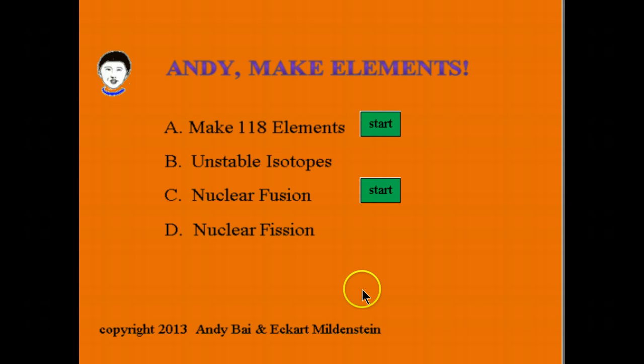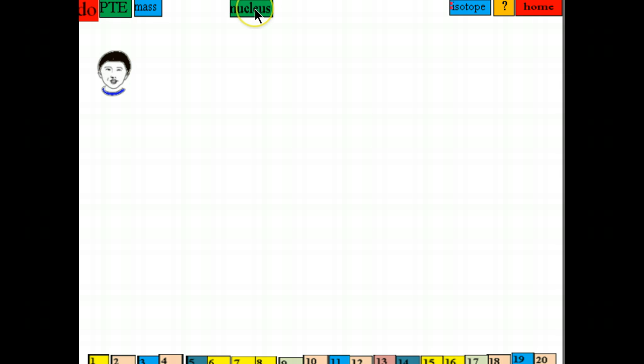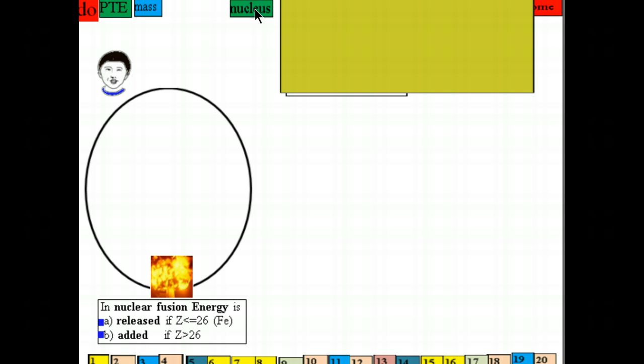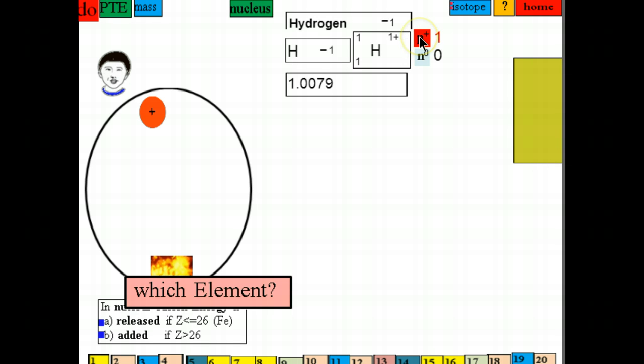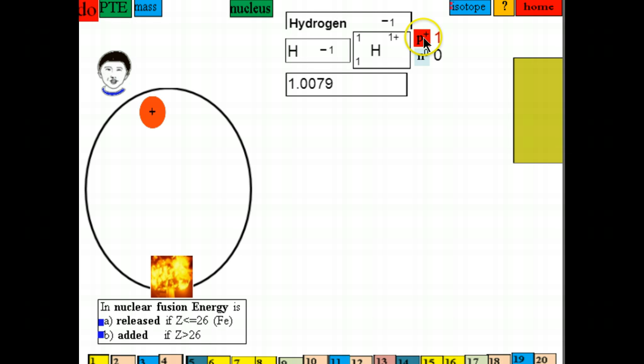We want to practice a little bit more how to make 118 elements. Double left click the start button, then double left click nucleus and push this little screen aside. Double left click on P+, that gives you the hydrogen-1 nucleus, or that is an element that has only one proton.